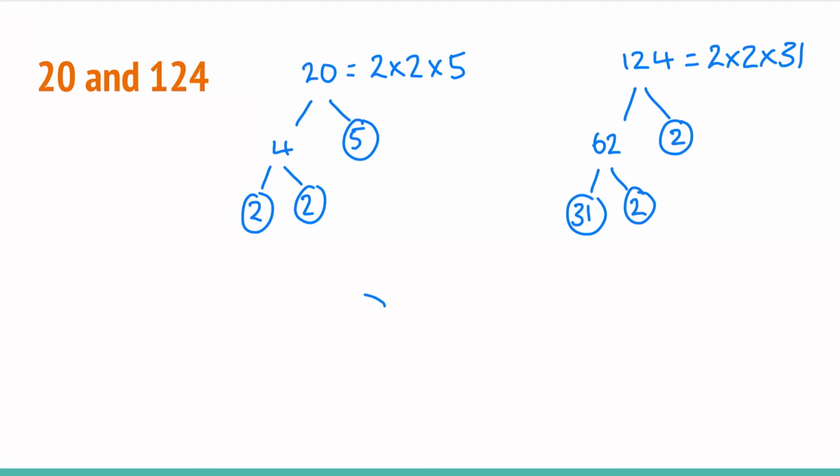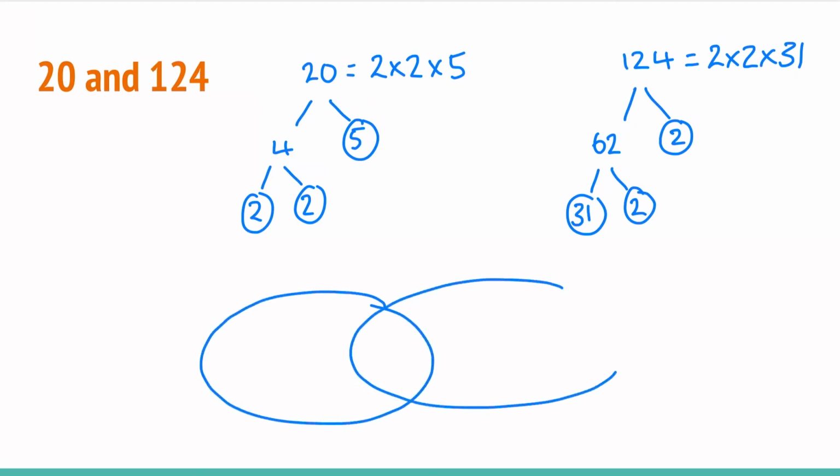Then I can create a Venn diagram. So I have 2 circles, one for the number 20 and one for the number 124. And we can see that we've got a 2 in both of them, so I'm going to write a 2 in the middle. And we've actually got a second 2 in both of them, so I can also write that in the middle. Then I've got a 5 left over only in the 20s, and I've got a 31 left over but only in the 124.